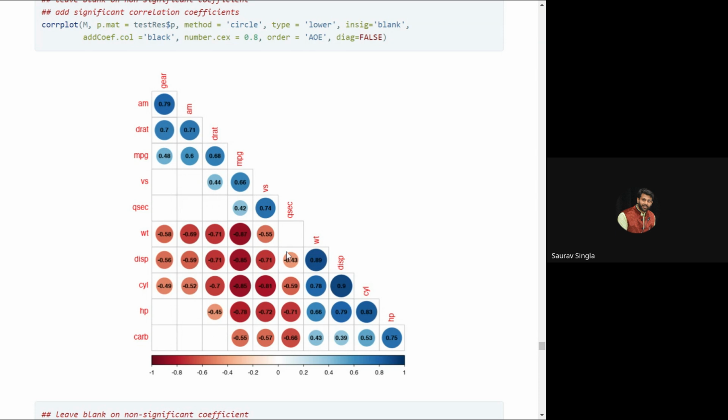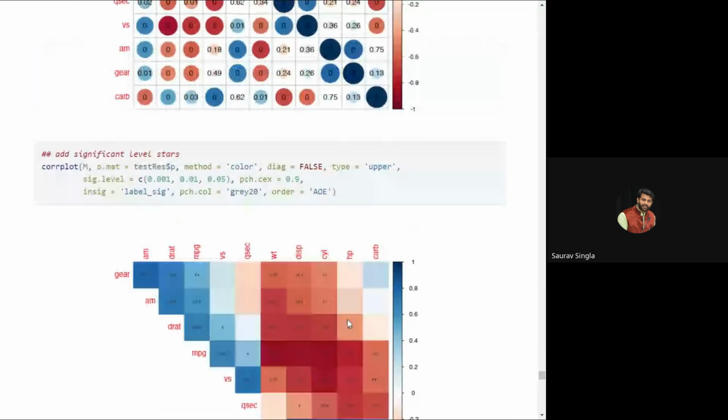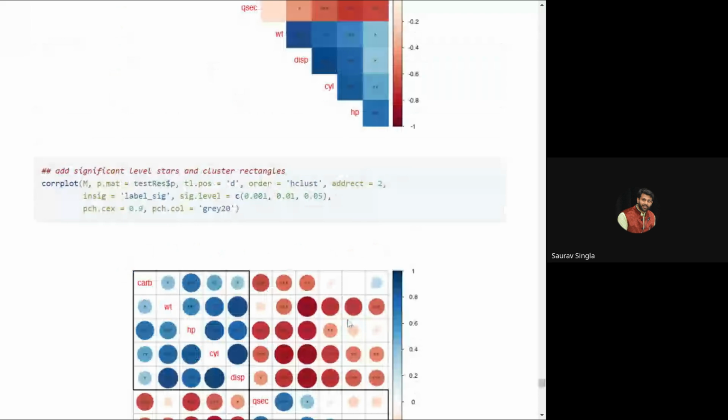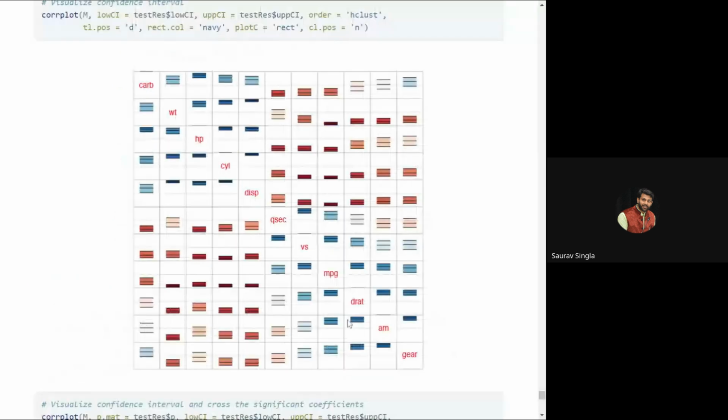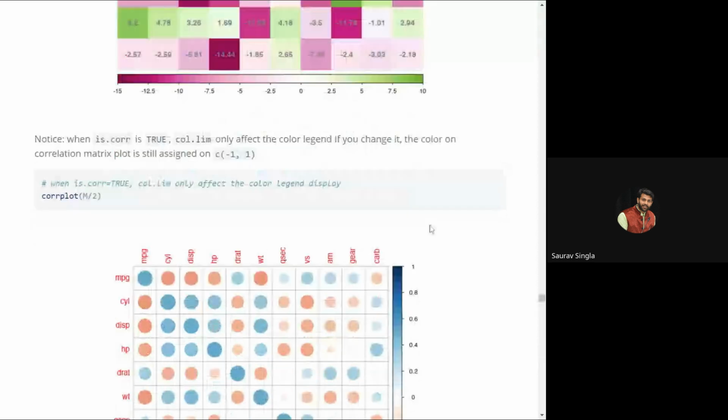This is also another way to represent. There are so many representations. Here they have put a star in the place of significant correlation. This is also one way. So there are so many ways to represent this. I have provided the link in the PPT, you can go through it. So let's now get back to the PPT.